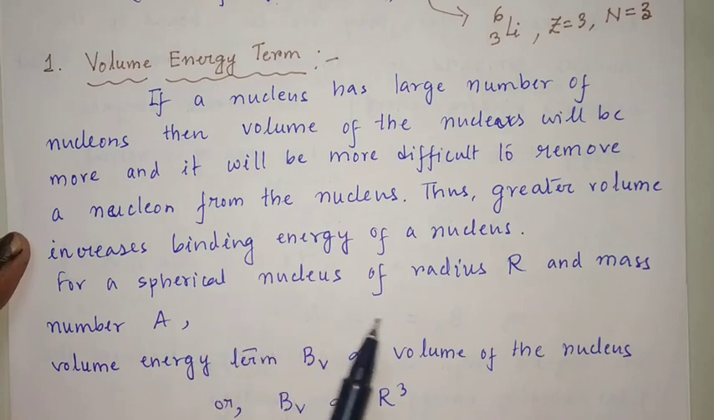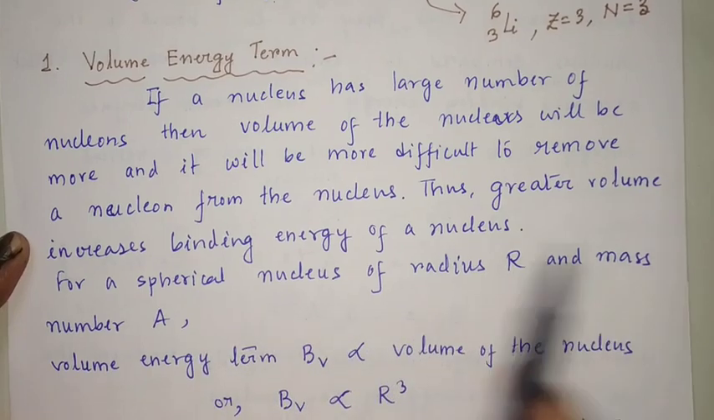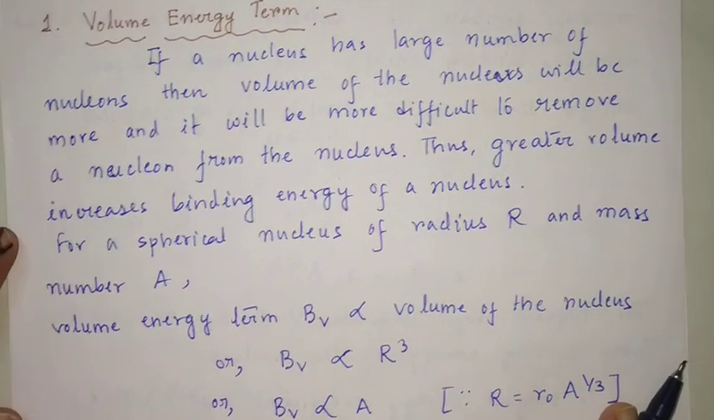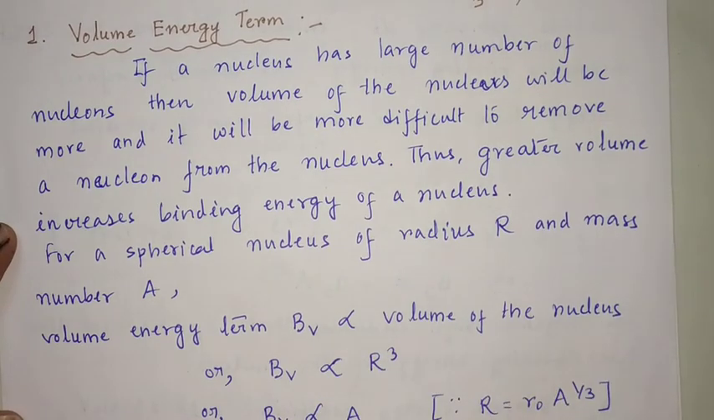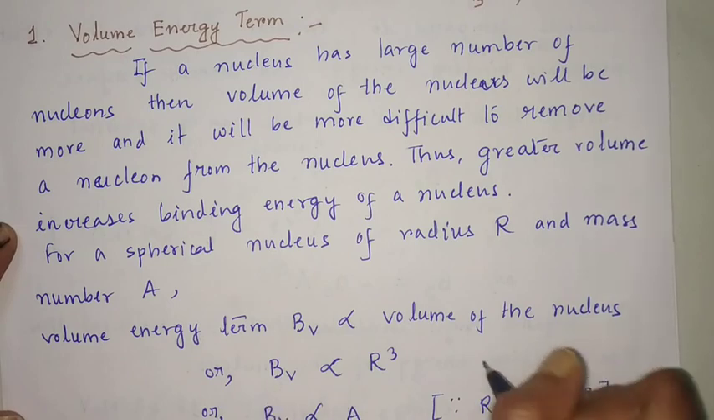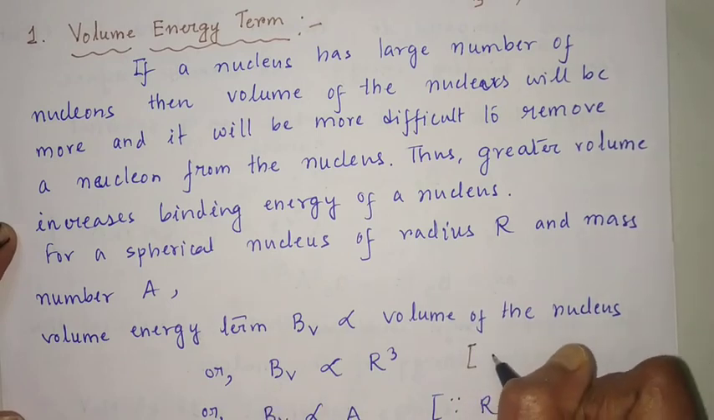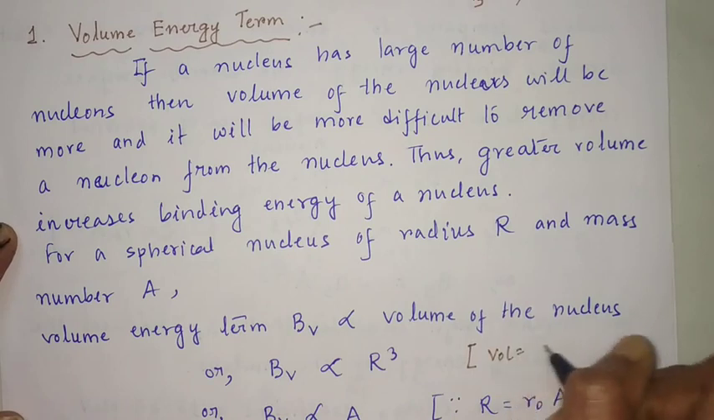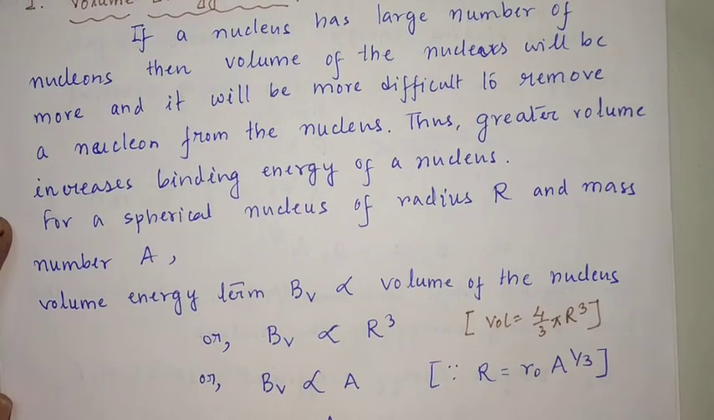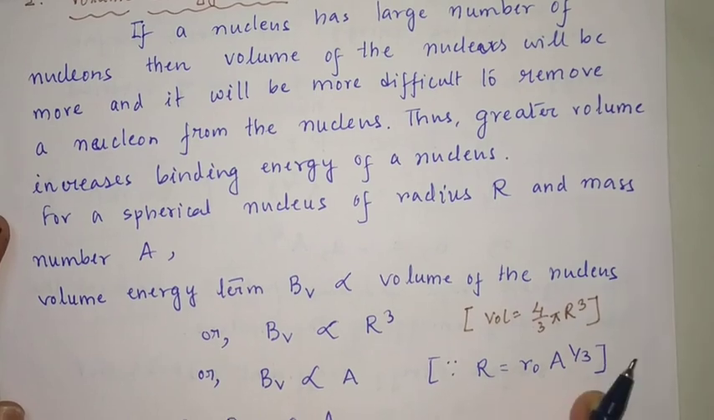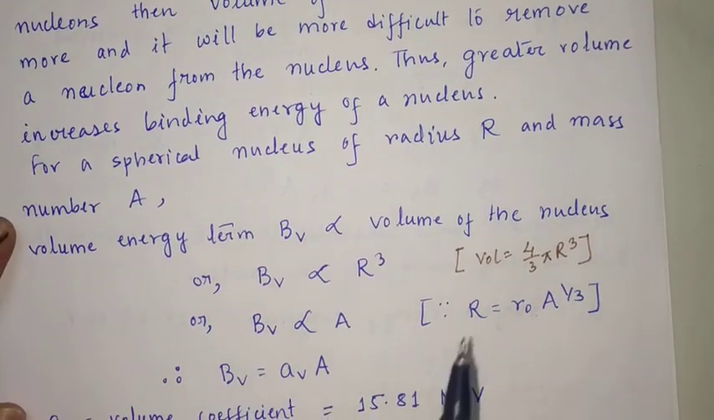So for a spherical nucleus of radius r and mass number A, this volume energy term will be proportional to the volume of the nucleus, or BV is proportional to R cubed. Why? Because the volume, we know, is 4/3 pi R cubed. As we are using the proportionality sign, we are ignoring these constant factors, so BV is proportional to A.